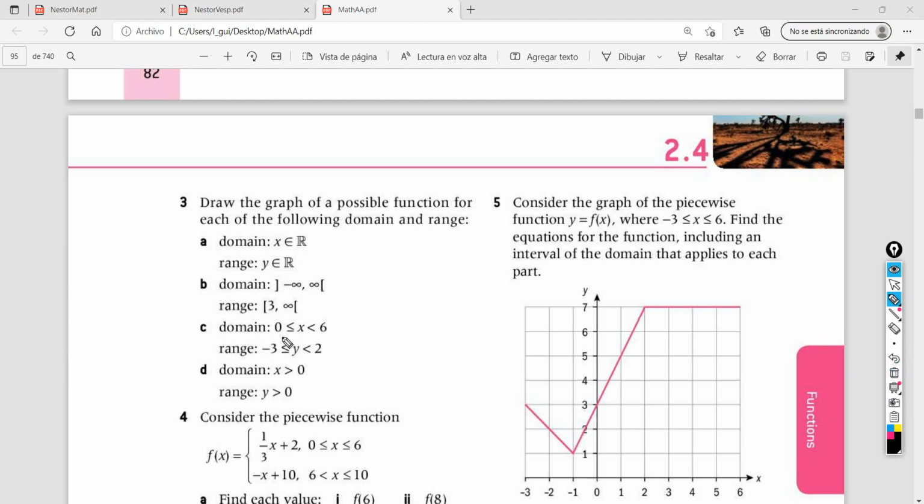C, the domain from 0 to 6, including 0, excluding 6. Okay, let's draw.